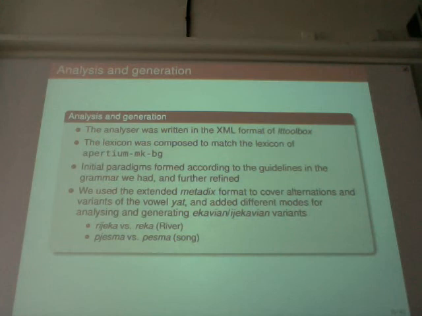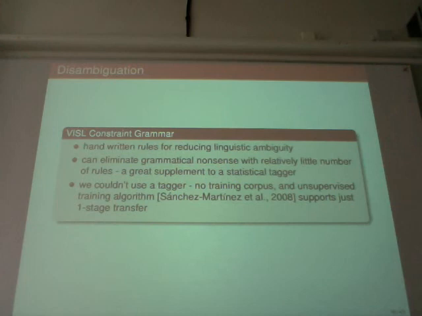For disambiguation, we used constraint grammar. It turned out to work really fine with a relatively small number of rules. However, we couldn't combine it with a statistical tagger because there was no corpus to train it on, and the system, as we use it, couldn't use the unsupervised training algorithm standardly used in the pipeline.